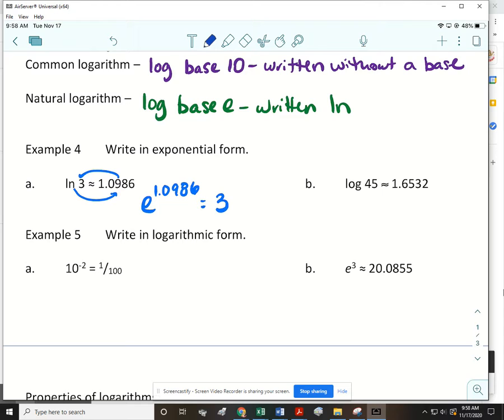All right, and then for this one, log without a base is base 10. 10 raised to the 1.6532 is equal to about 45. I guess this one should have also been approximately.